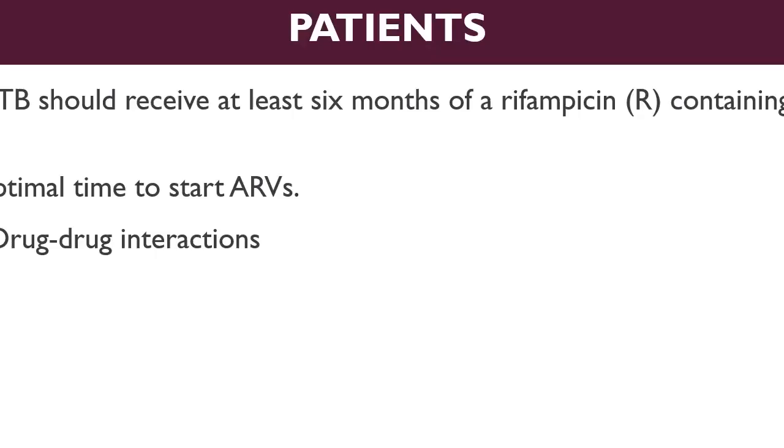So, what are the principles of treatment of tuberculosis in an HIV patient? The patient with HIV should receive at least 6 months treatment containing rifampicin. Now, we have to decide when to start ARVs, and we have to consider drug-drug interaction between anti-tuberculosis treatment and the antiretroviral drugs.